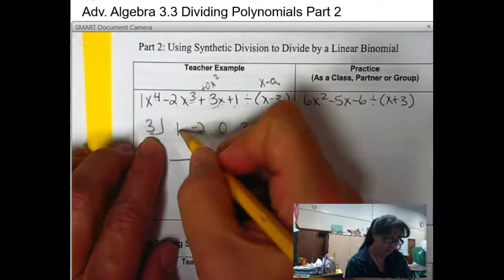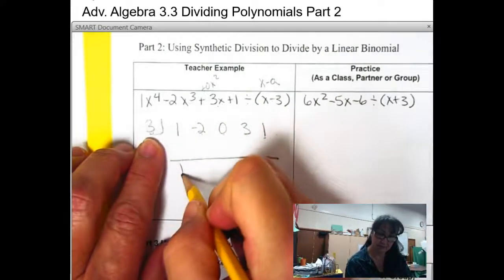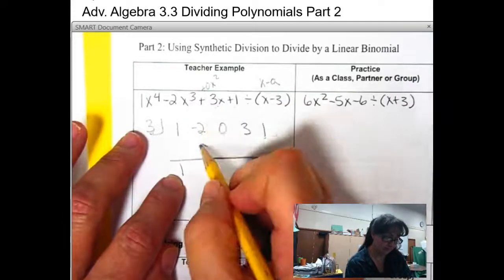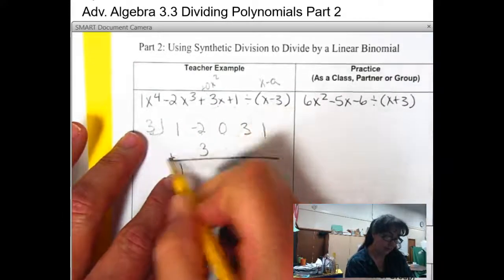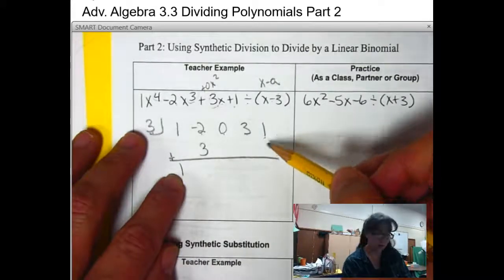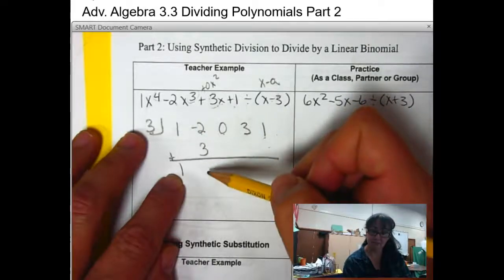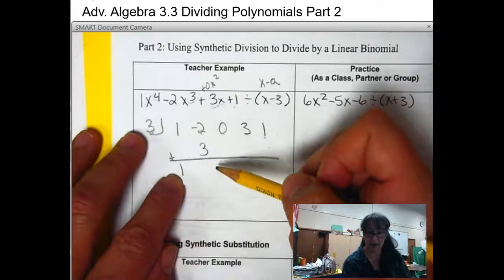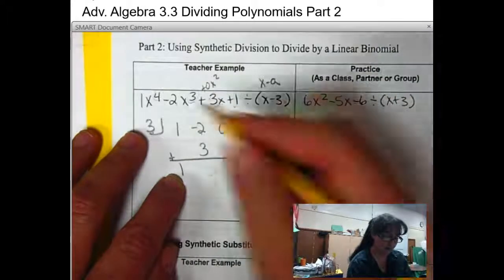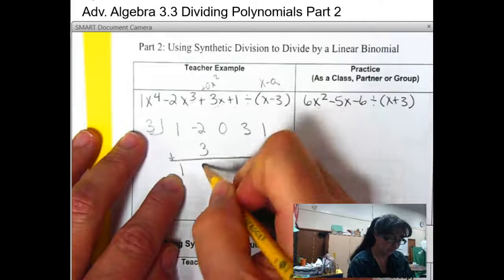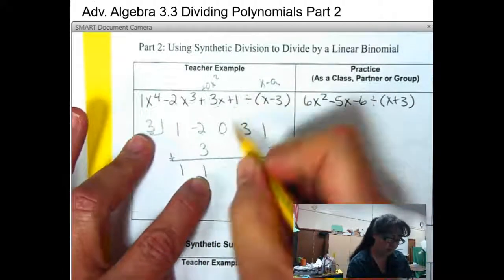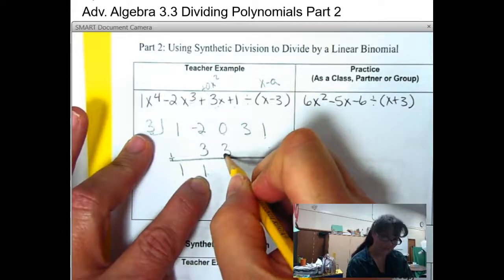So we bring the first coefficient down to here, right? And then we're going to multiply. 3 times 1 is going to give us 3. And then across here, we find the sum. If the signs are the same, we add them and keep the sign. If the signs are different, we subtract and keep the sign of the bigger absolute value, which is always what we do. So technically adding. So -2 plus 3 is going to be 1, right? And then we multiply again. 3 times 1 is 3. And then we're going to add.